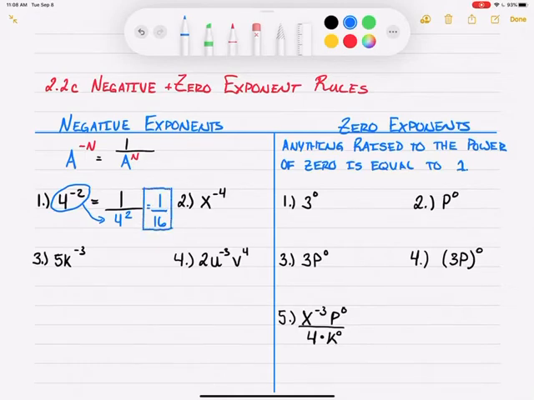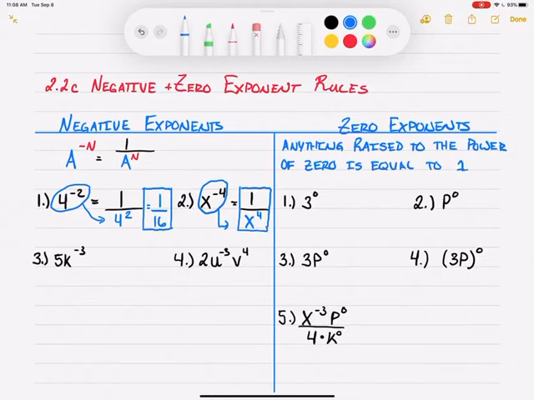In example 2, I have x to the negative 4th power. Again, I'm going to take a 1, draw a line below it, and then move this to the denominator, and the 4 now becomes positive. There's nothing else to reduce or simplify, so this is my answer.